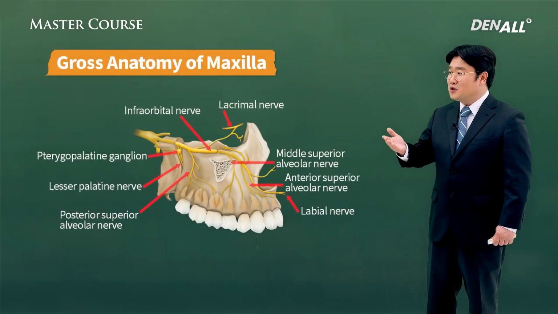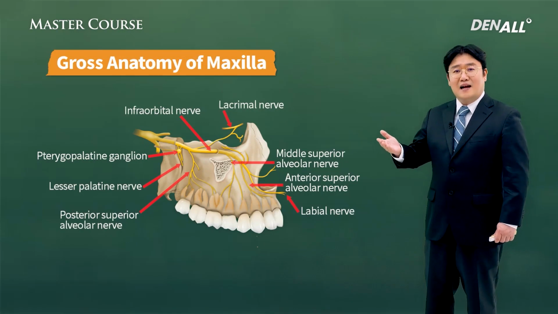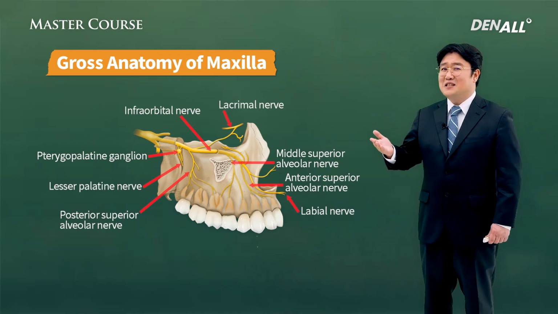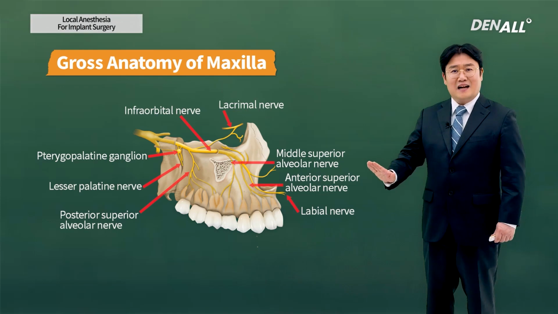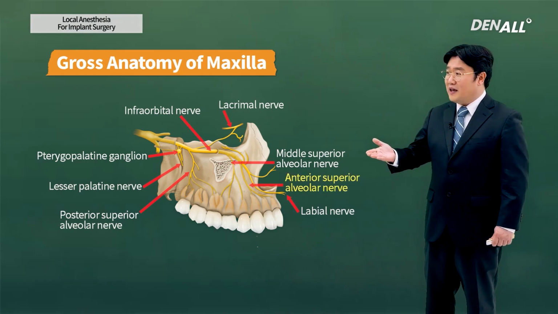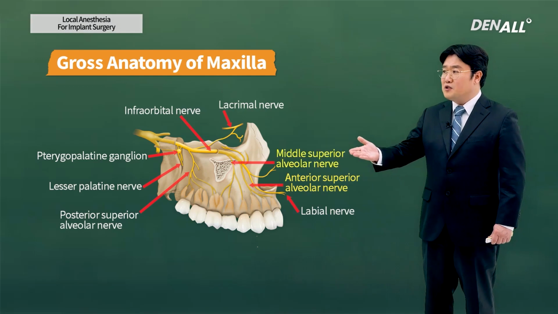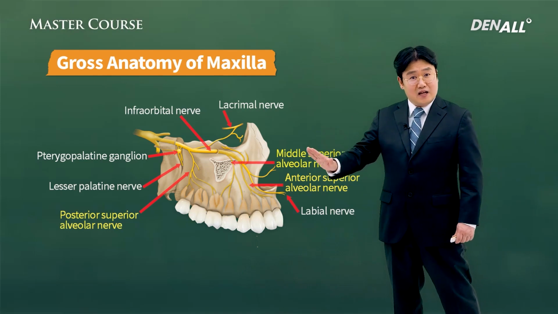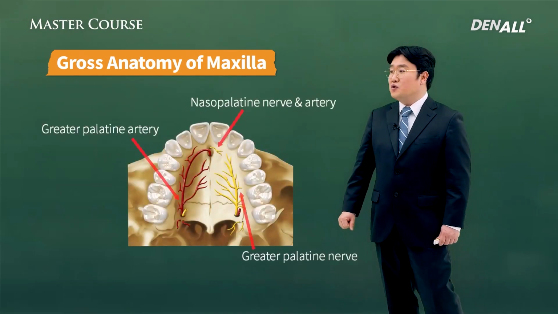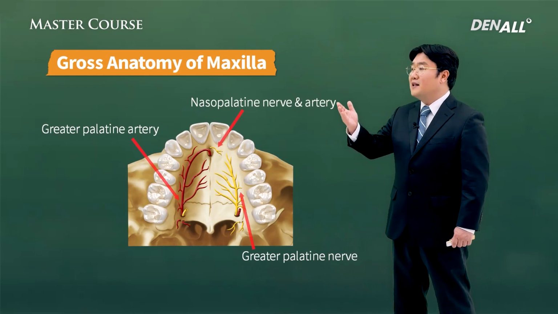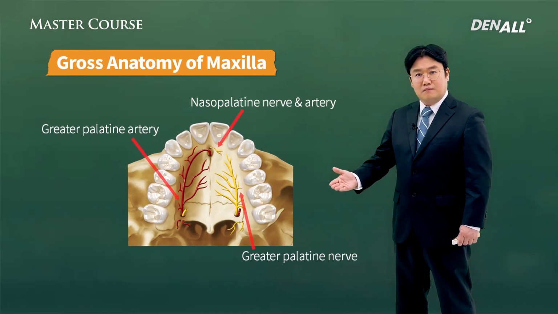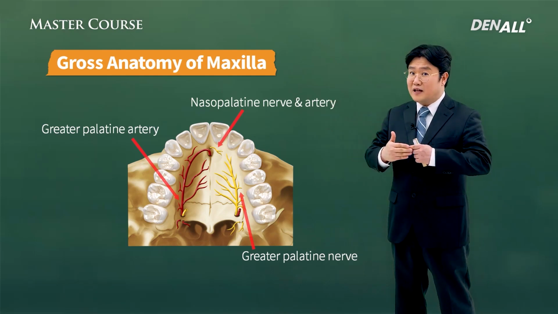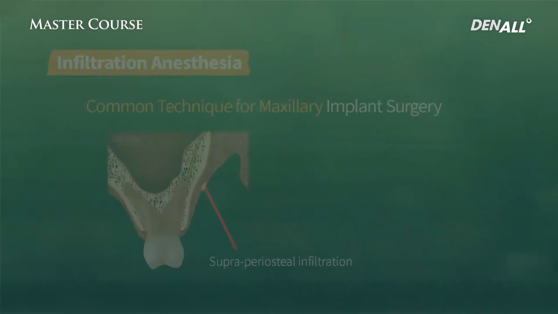Various nerves on maxilla. The sensory nerve in maxilla comes from the second branch of trigeminal nerve, the maxillary nerve. As you can see, anterior superior alveolar nerve, middle superior alveolar nerve, and posterior superior alveolar nerve are innervating into teeth. On the palate, greater palatine artery and nerve. And in the anterior, nasopalatine nerve and artery, they are running together, as you know very well.